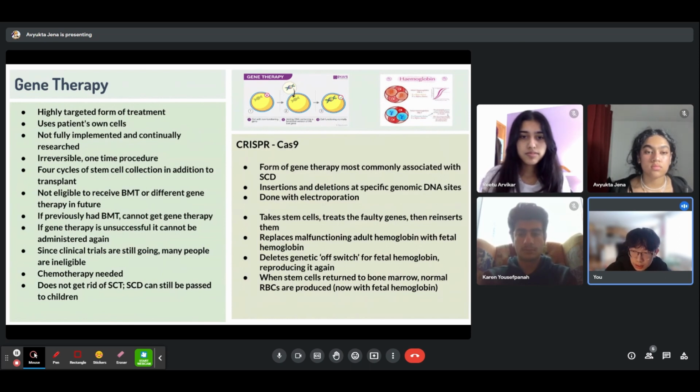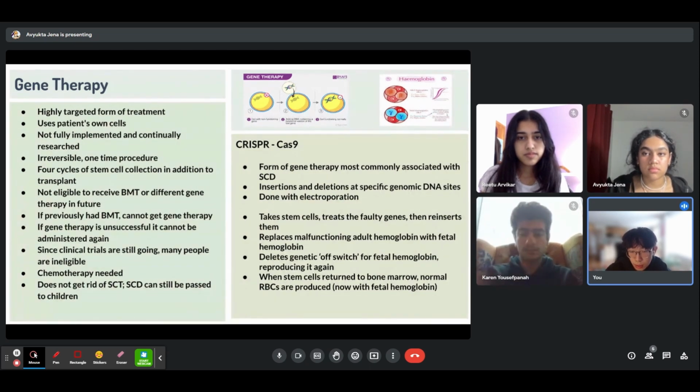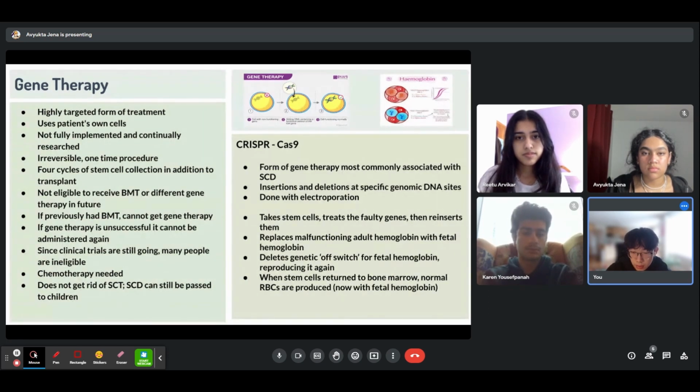Some of the characteristics of gene therapy are that, again, it's highly targeted, it uses the patient's own cells, and the eligibility for it is very selective. You need to be a healthy male of 18 plus years of age with no hepatitis. You cannot have had gene therapy previously, and you cannot have had a bone marrow transplant previously, and you will also need to be willing to undergo chemotherapy.